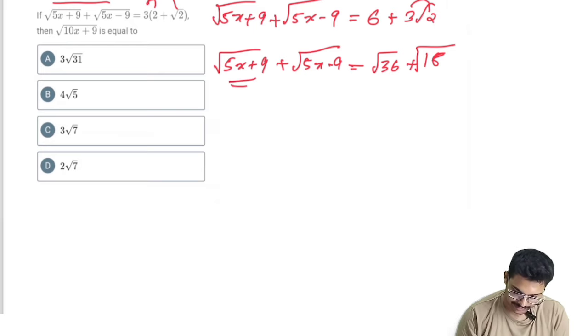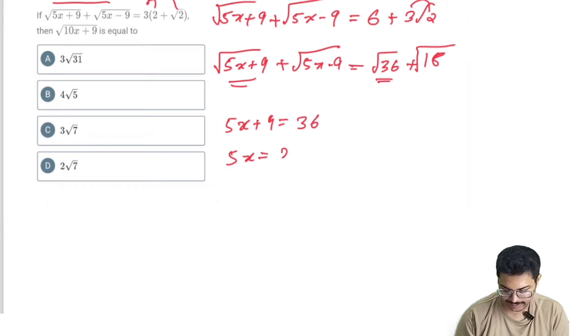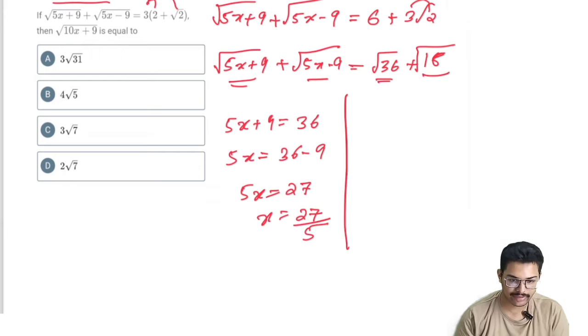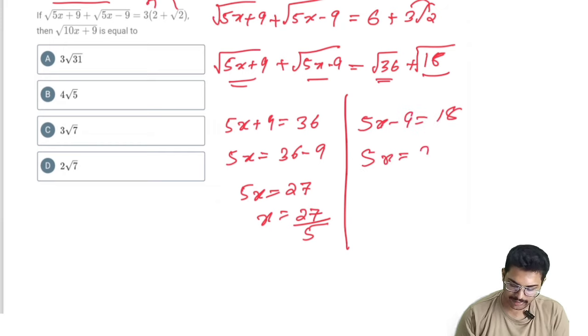I can compare this as the first value, which means 5x plus 9 equal to 36, which means 5x equal to 36 minus 9, which means 5x equal to 27, x equal to 27 divided by 5. Or if you want, you can do this also, you will get the same answer. 5x minus 9 equal to 18, 5x equal to 18 plus 9 is 27, x equal to 27 divided by 5.